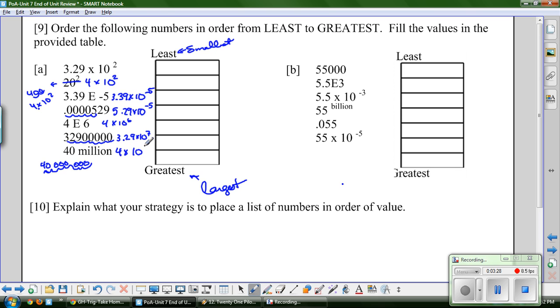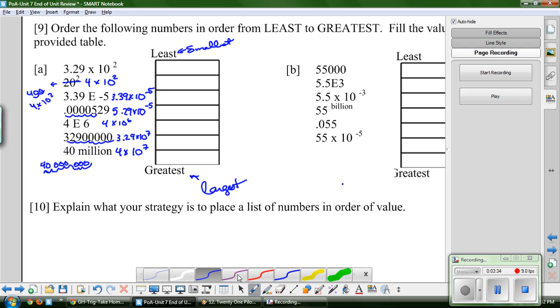Now we should be able to order these relatively fast. All I have to do now is look for the smallest powers of 10, and if they tie, like in this case, I'll look for the smallest coefficient. So 3.39, 5.29.